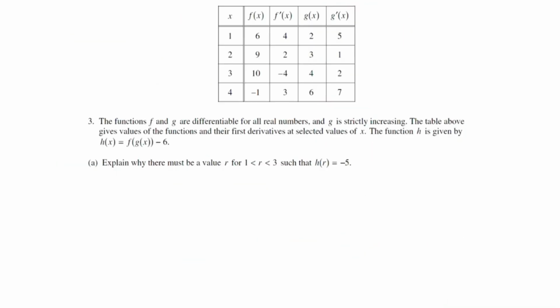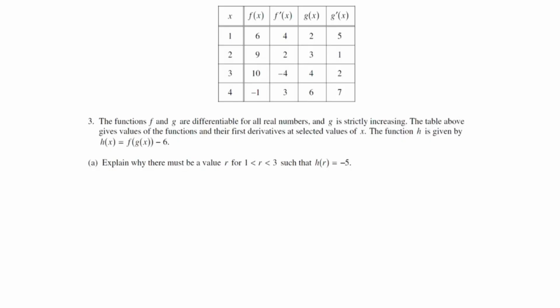All right, this is question number 3 from the 2007 AP Calculus AB exam. It's a function FRQ, where we're given two functions, f and g, which are differentiable for all real numbers, with g strictly increasing. And we got values of both f, g, and their first derivatives in the chart. We're also given this other function h, which is f of g minus 6. And we want to explain why there's a value r on the interval 1 to 3, such that h of r is equal to -5.